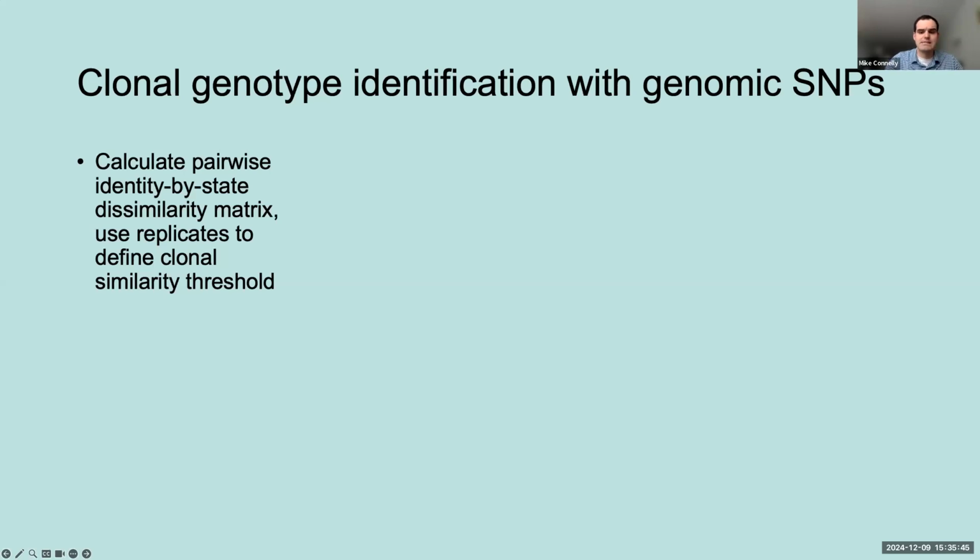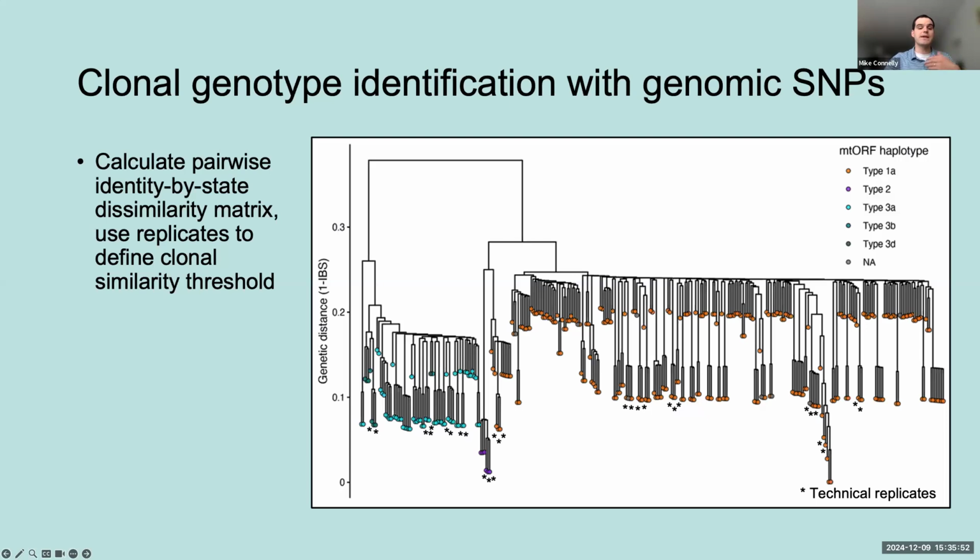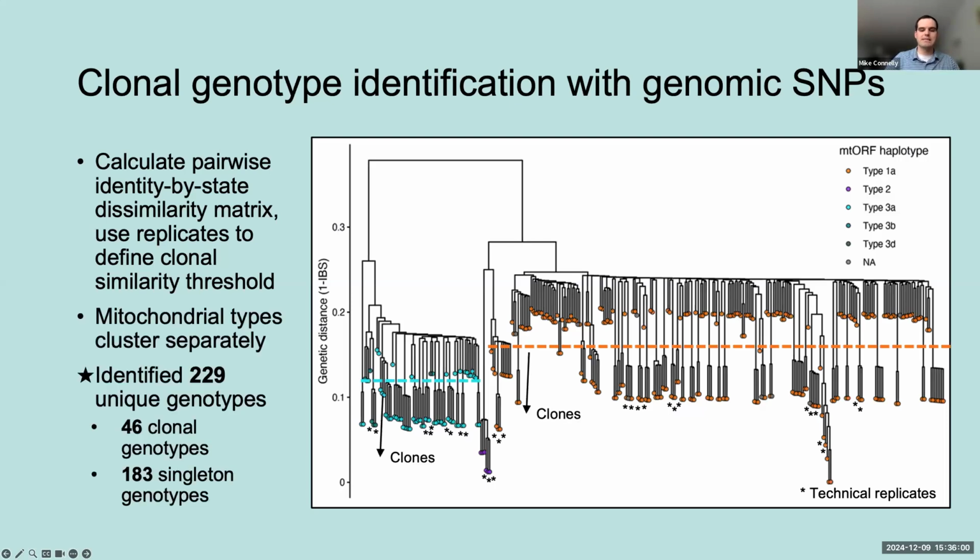Next, I had to correct for the presence of naturally occurring clones in the dataset for downstream population genetics analyses. To do this, we identified genome-wide SNPs, or single nucleotide polymorphisms, and clustered samples on the basis of technical replicates to provide a threshold for within individual similarity. Basically, this analysis identified 229 unique genotypes in the data set, with 46 genotypes having naturally occurring clones that we sampled, and 183 singleton genotypes.